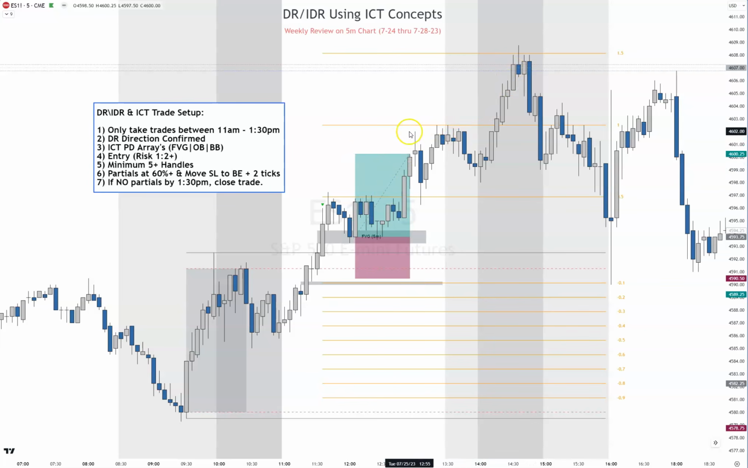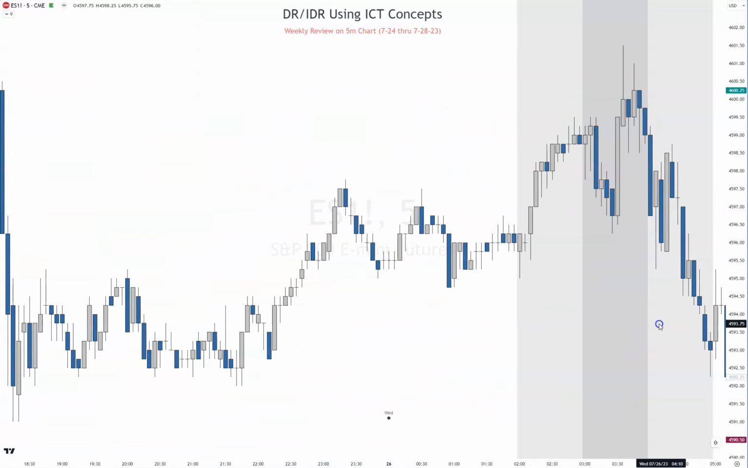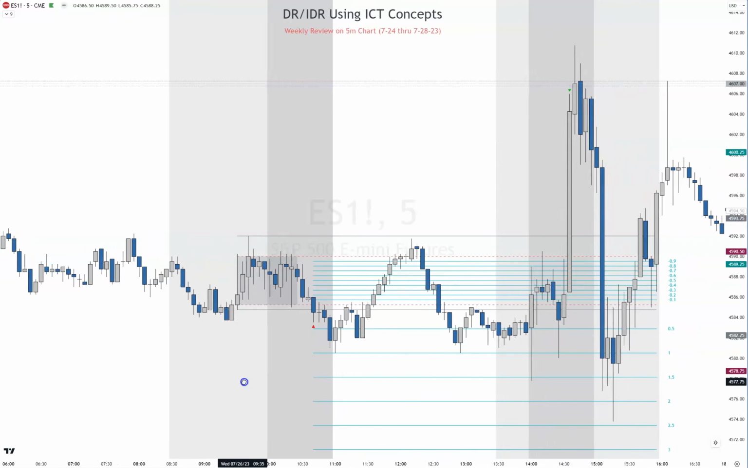There's a lot of room for expansion here. This is just the initial rules that I trade by. I can always leave a runner and trade it how I want to do it, if I'm managing the trade or not. Okay, so another winner on Tuesday. Let's go to Wednesday here.